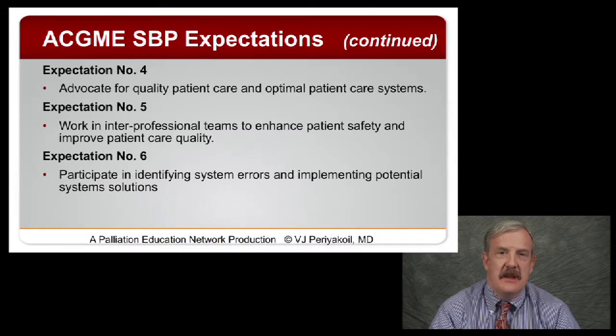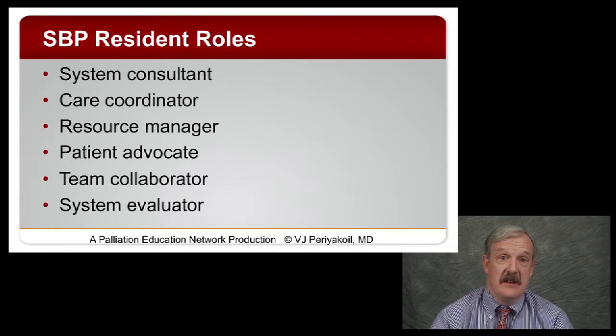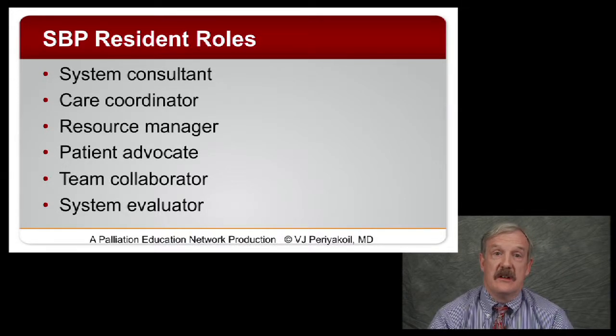Expectation number six, participate in identifying system errors and implementing potential system solutions. You can see that these are all tightly connected, and it's important, again, that the trainees be active participants in making the microsystems in which they work better. So we can take these six expectations and actually look at them as six specific resident roles. The first is they need to be a system consultant, they need to be a care coordinator, they need to be a resource manager, a patient advocate, a team collaborator, and a system evaluator.